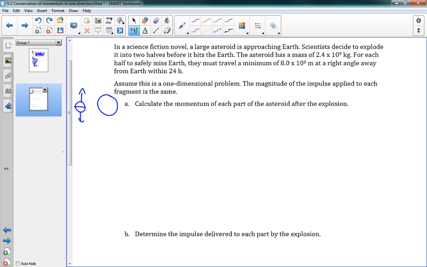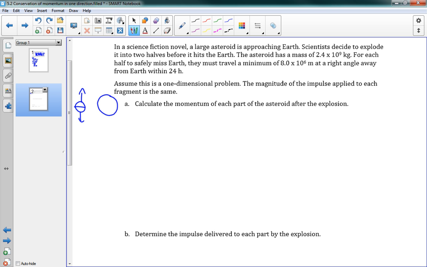So, going on, it says assume this is a one-dimensional problem, so we're just splitting it up and down. The magnitude of the impulse applied to each fragment is the same. You remember impulse from the last chapter. Okay, part A. We want to calculate the momentum of each part of the asteroid after the explosion.